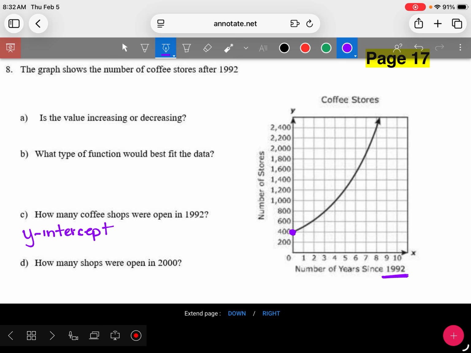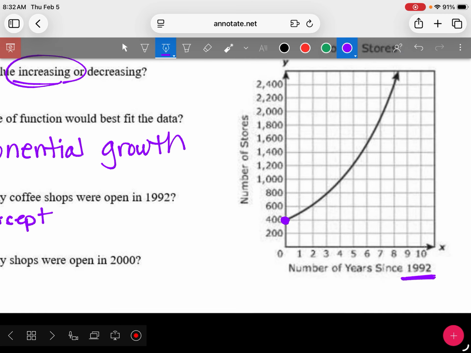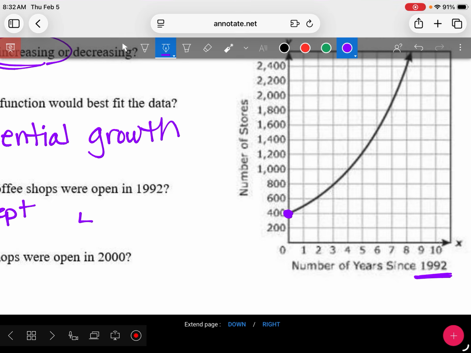Okay, so A, increasing or decreasing? What did you pick? Increasing. So if you look at the screen and you see how I'm tracing the graph from here to here, you notice that my red dot is going up now. So this is an increasing function, which would be exponential growth. Now, in 1992, we started with 400 stores.